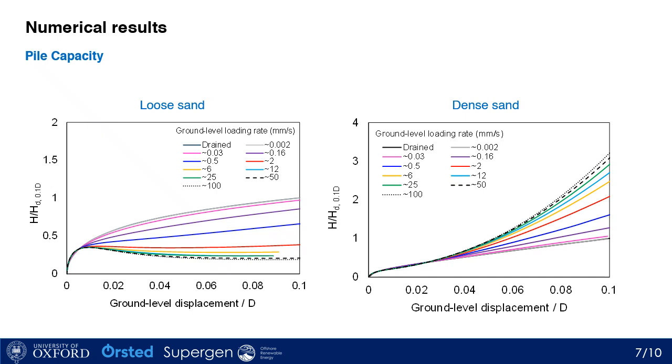Because the dense sand shows dilation behavior, you can see by increasing the loading rate, the pile capacity is significantly increased. After initial compaction, the phase transformation happens and the soil goes to dilation behavior, which results in an increase of excess pore pressure in the negative direction, which results in an increase of effective stress and consequently an increase in capacity.